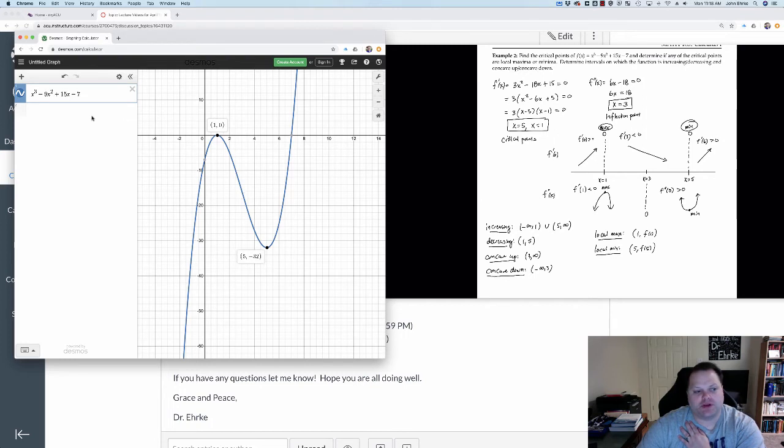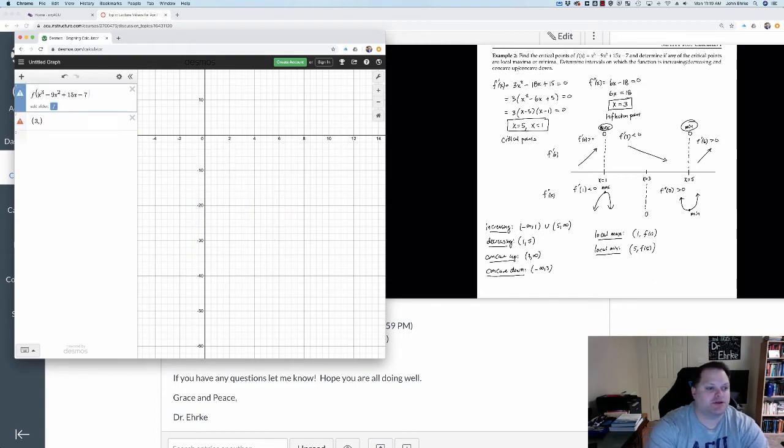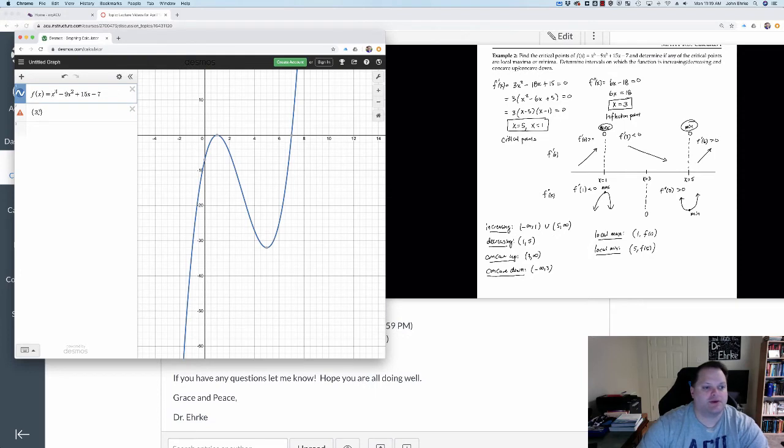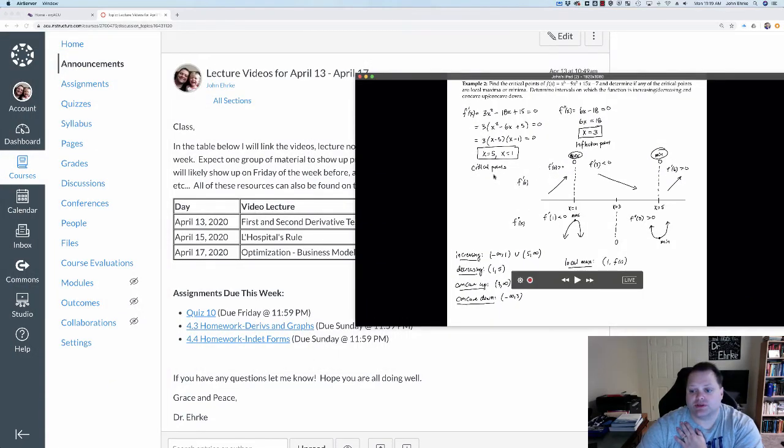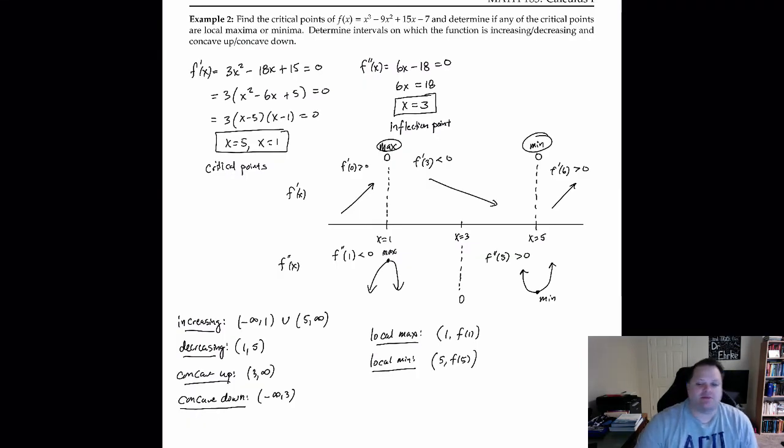My inflection point, which they don't graph for me here, is at 3, and then whatever this function is, so 3 f of 3. That's where my inflection point is. So you can see that I'm concave down to the left of that point, and then I'm concave up to the right of that point. So it's always a good idea for you to go in after you do each of these examples that we're looking at today and throw the function into Desmos and make sure it matches up with what your diagram is showing you.